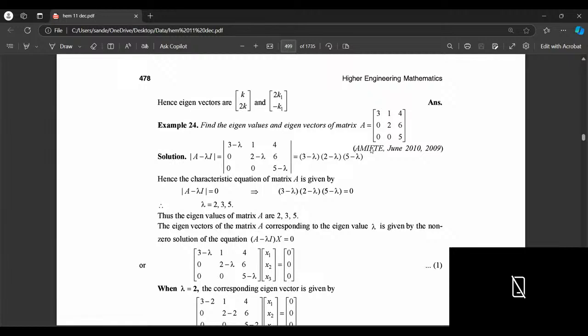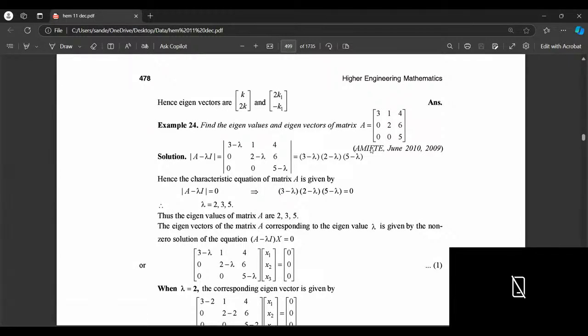The characteristic equation is determinant of A minus lambda I equal to 0. So therefore 3 minus lambda into 2 minus lambda into 5 minus lambda equal to 0. So the eigenvalues are lambda equal to 2, 3, 5. All the eigenvalues are different, which are 2, 3, 5.